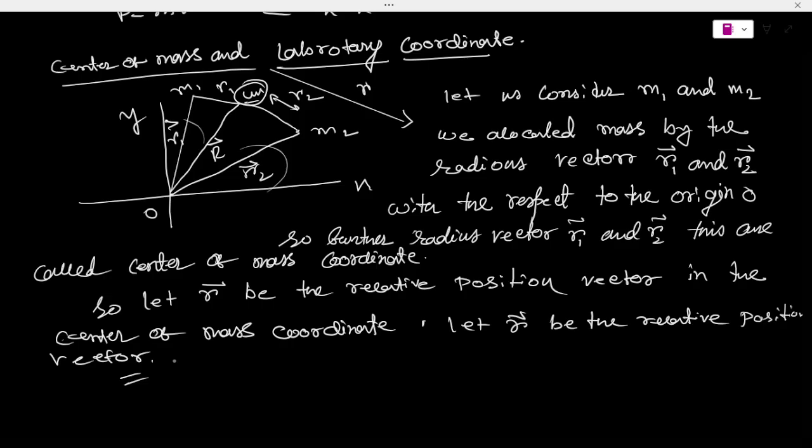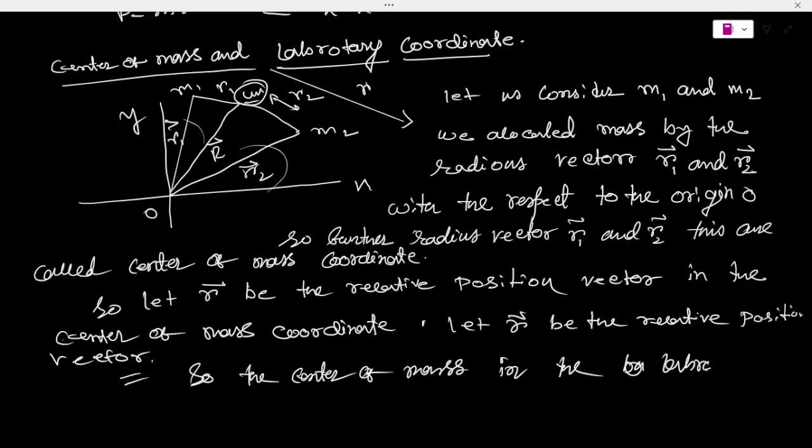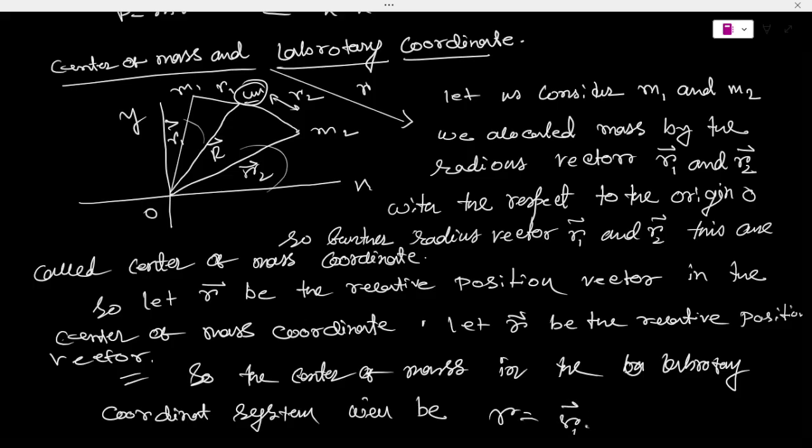The relative position in the laboratory coordinate system will be r is equal to r1 minus r2 vector. So r vector will be r1 minus r2 vector.